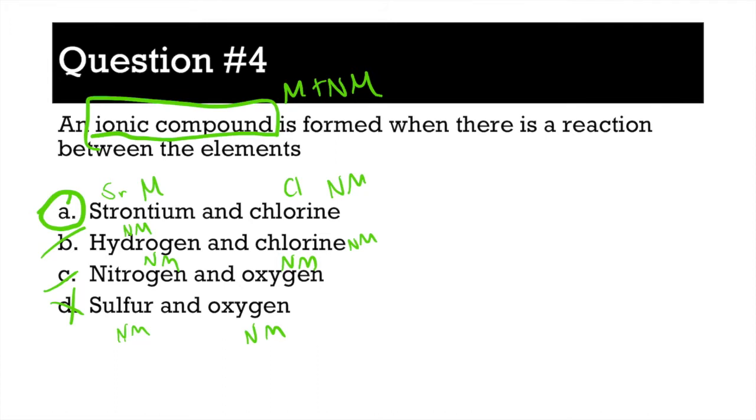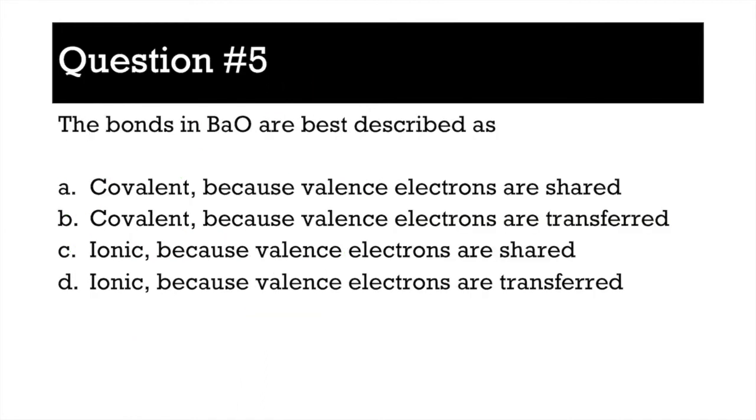So it doesn't matter what elements you get in a question, if it's a metal and a non-metal, no matter what the name of it is, anything left of the large staircase is a metal, anything to the right of that is a non-metal. So just make sure you check that. Okay. Question number 5, it says the bonds in BaO are best described as.